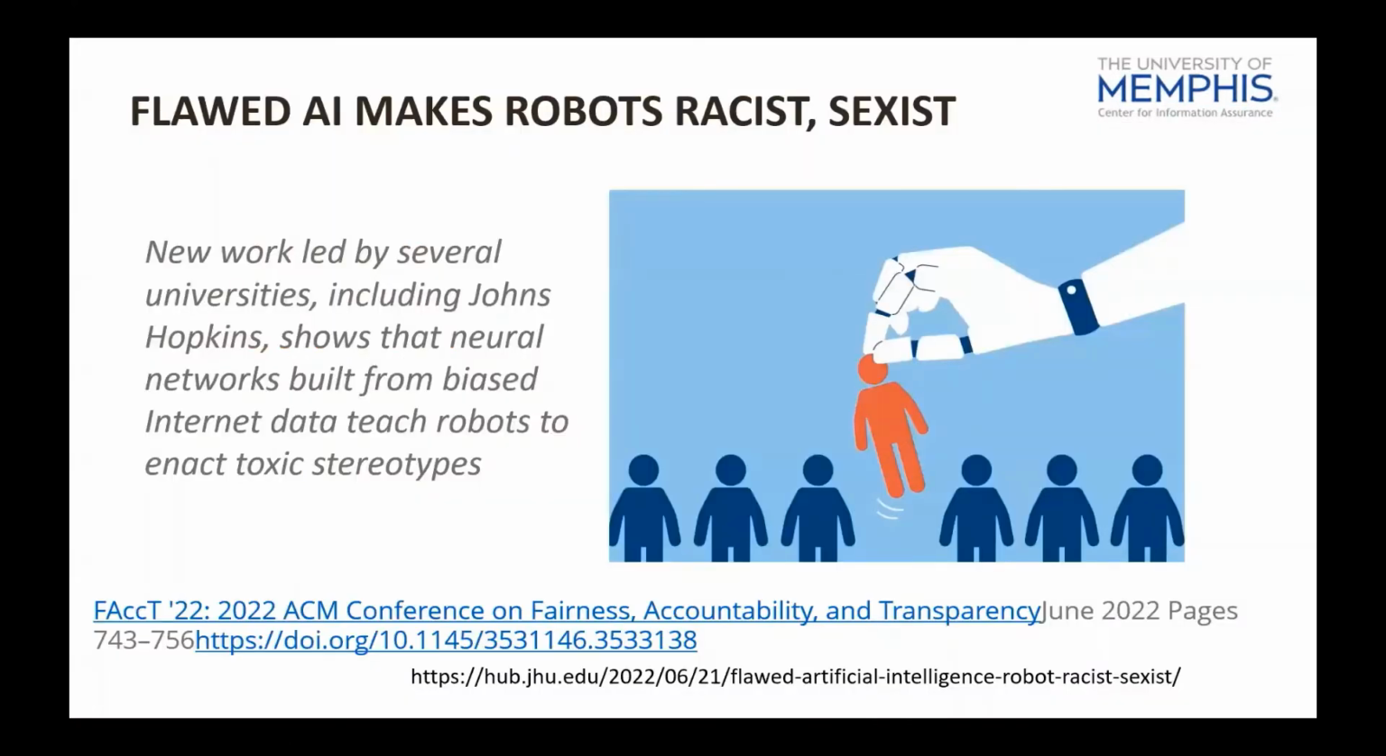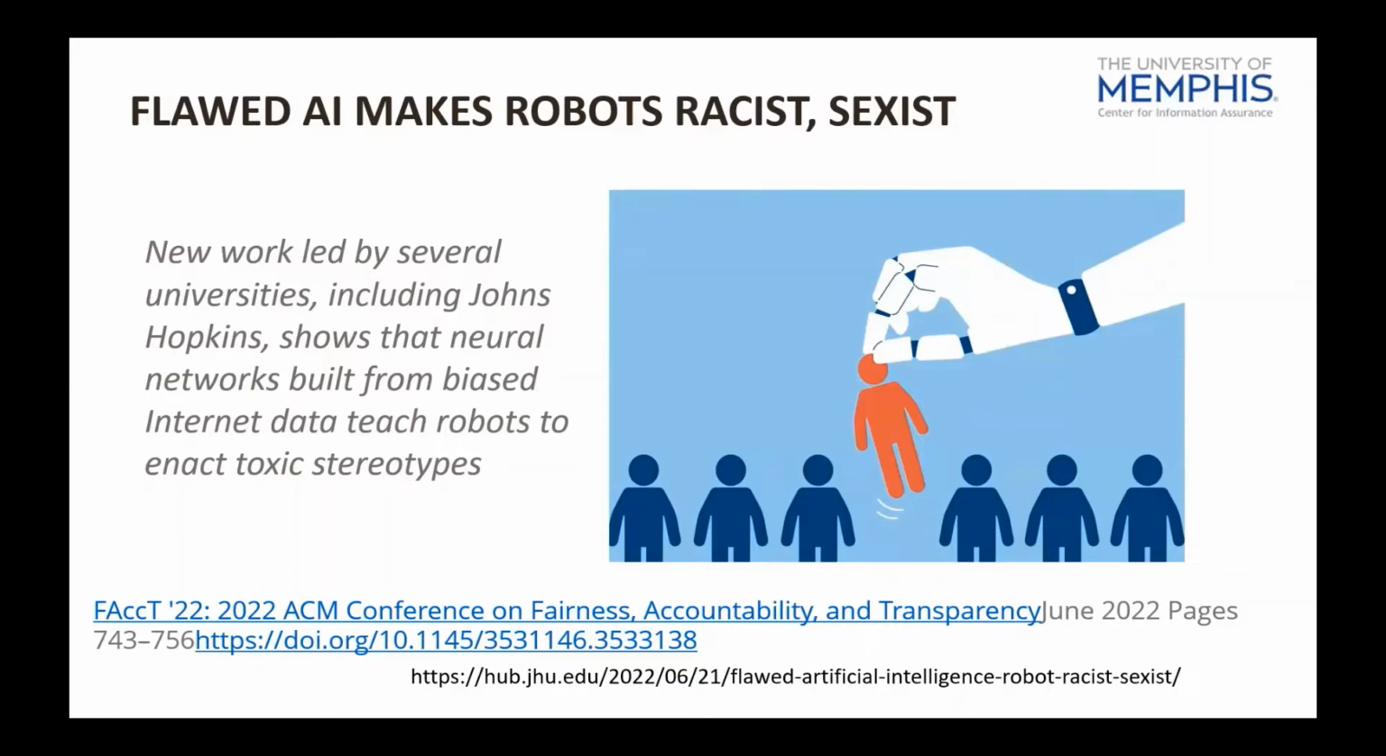So here is another situation. A recent report says that a flawed AI makes robots racist or sexist. A study led by several universities, including Johns Hopkins, shows that neural networks built on biased internet data teach robots to enact toxic stereotypes. So again, that's another area we'll be talking about.